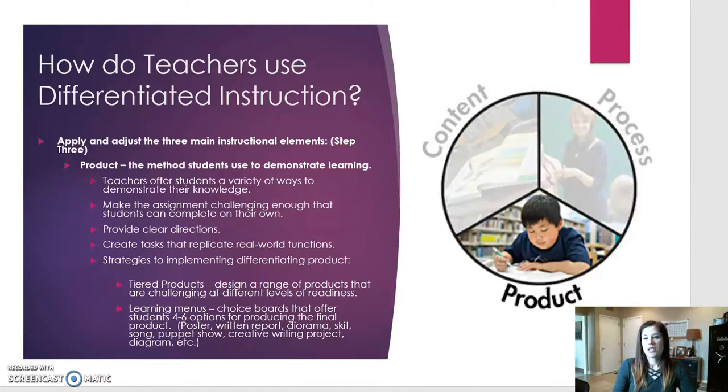Some strategies for implementing differentiated product include tiered products. This is a range of products that are challenging at different readiness levels. And learning menus. These are choice boards that offer students 4 to 6 options for producing their final product. These could be posters, written reports, dioramas, songs, skits. I've seen these work well in the classroom for summarizing book reports.